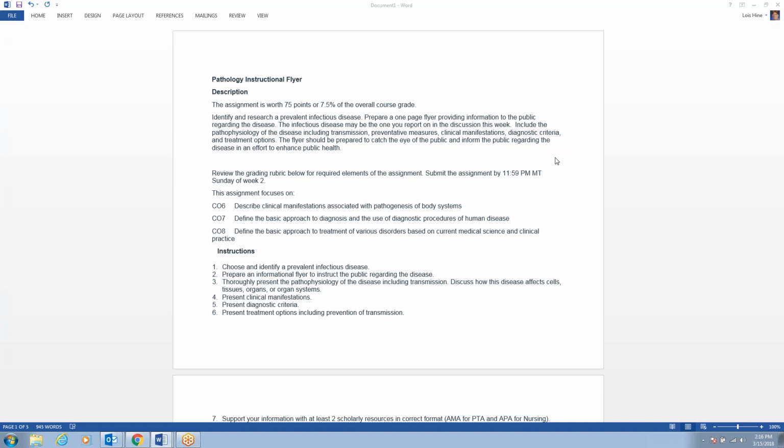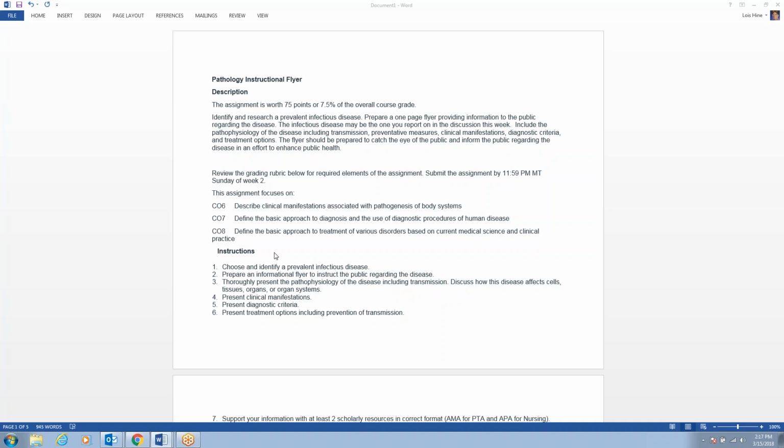Like I said on the other one, you could make these in just the one page like we're doing now, or prepare one of those bifold ones where you fold the paper up three different ways. That way people can easily slip it into their pocket. Whatever works to get the word out to the public to keep them safe. You're going to include pathophysiology of the disease, including transmission, preventative measures, clinical manifestations, diagnostic criteria, and treatment options. Prepare it to catch the eye of the public and inform them.